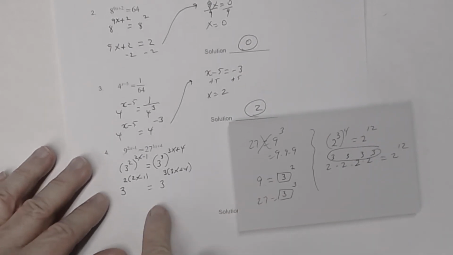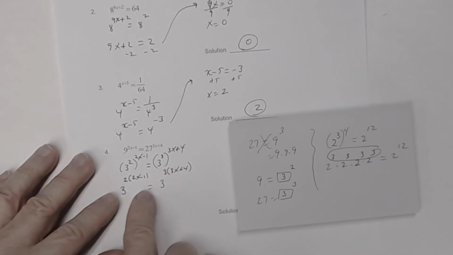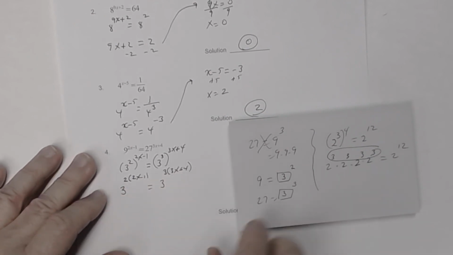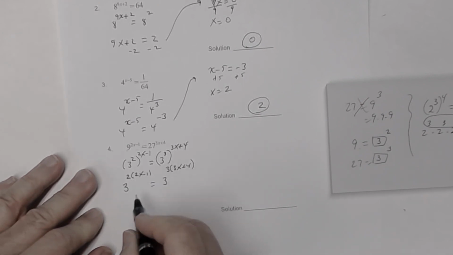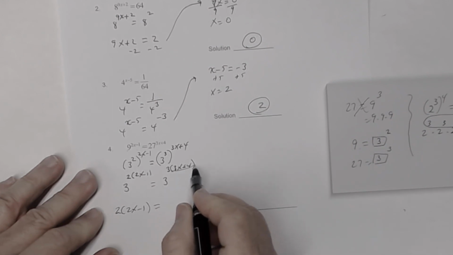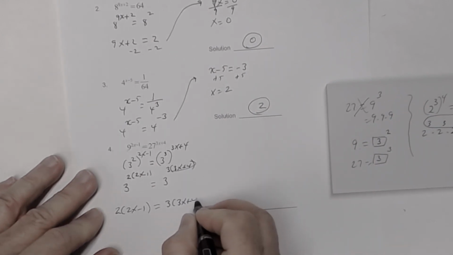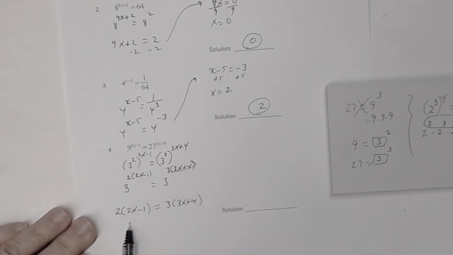And so now, remember you're trying to solve for x. X is in your exponent. So now we know that since the bases are now the same, those exponents have to equal each other. So what that means is that the exponent here, which is 2 times 2x minus 1, must equal the exponent here, which is 3 times 3x plus 4. And so now all I have to do is solve this linear equation.